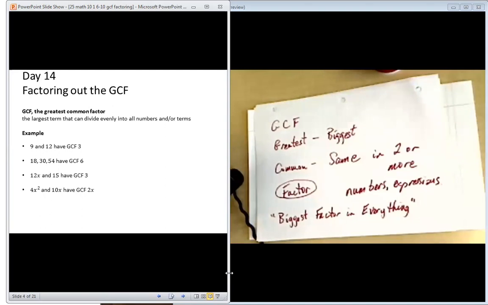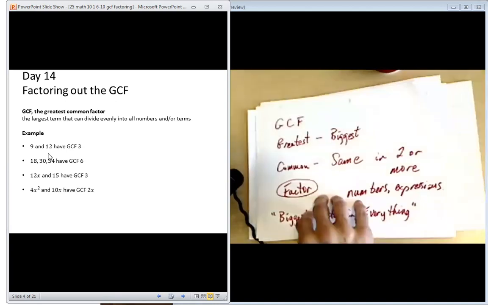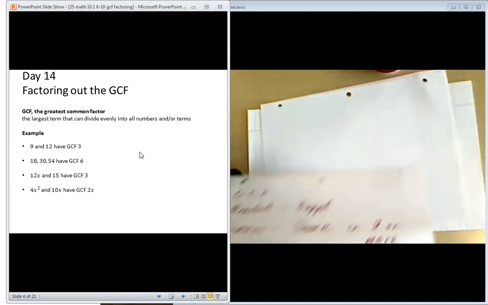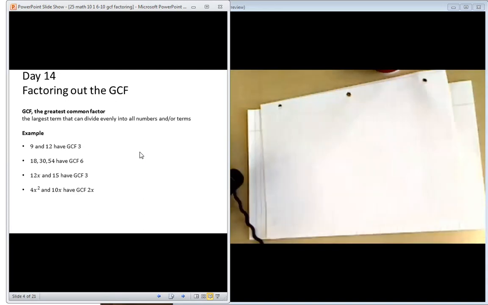Okay, so for free, I'm going to tell you, just to introduce the topic and get your minds thinking a little bit, that if you have the numbers 9 and 12, the greatest common factor is 3. Similarly, if you have the numbers 18, 30, and 54, the greatest common factor is 6. So I'm going to show you how to do that here, okay?